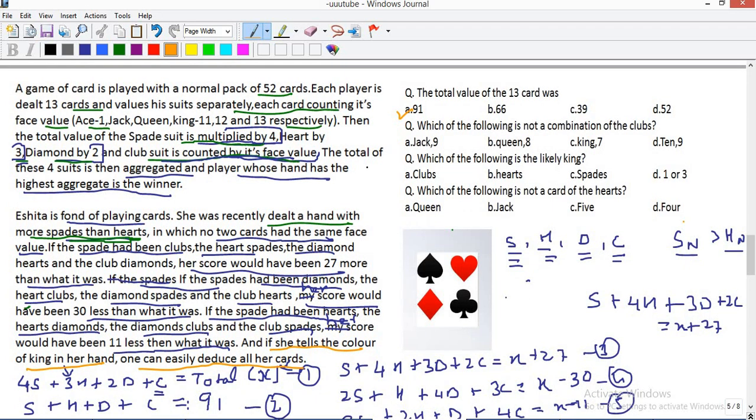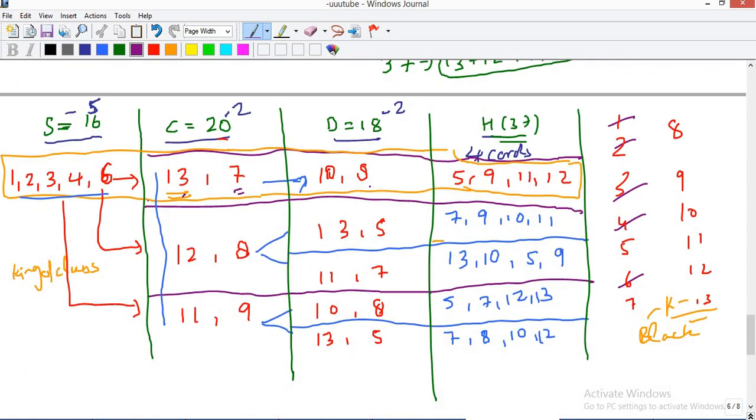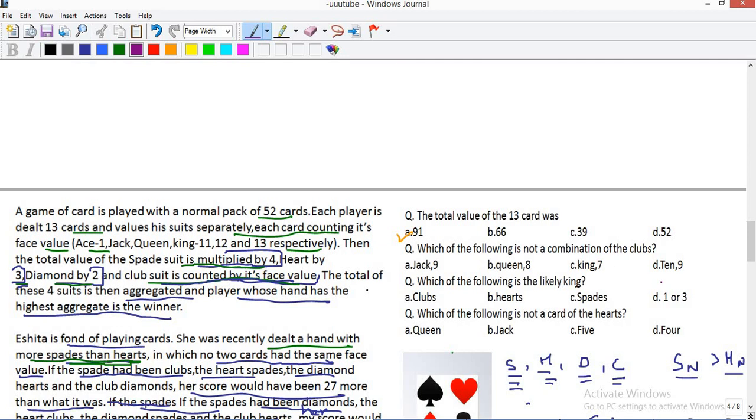Next, which of the following is not a combination of the clubs? Okay, let's see. Just a moment, I'll change the marker. Yes. Jack and 9, Queen and 8. Clubs combination. Okay, Jack and 9 is definitely there, Queen and 8 is also possible, and King and 7 is also possible. All the 3 are possible. So 10 and 9 is not possible, so this is the correct answer.